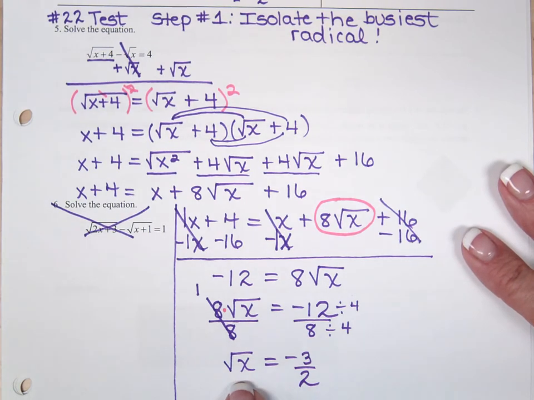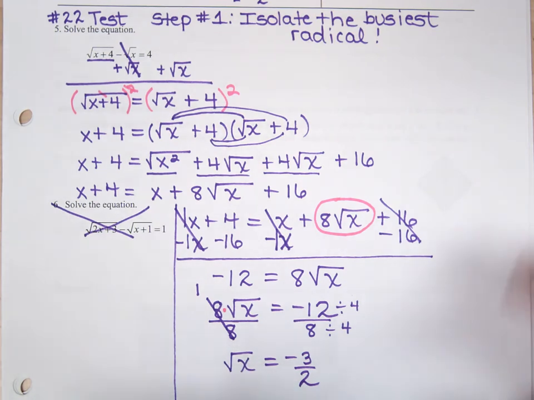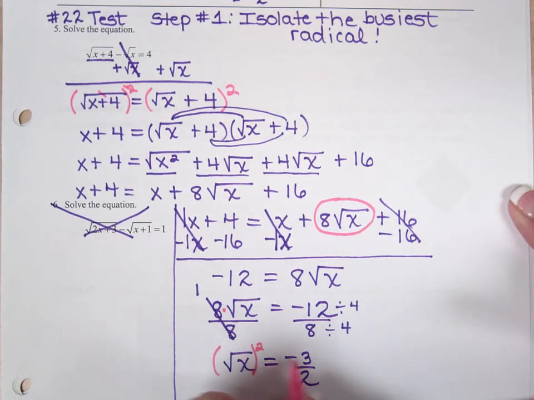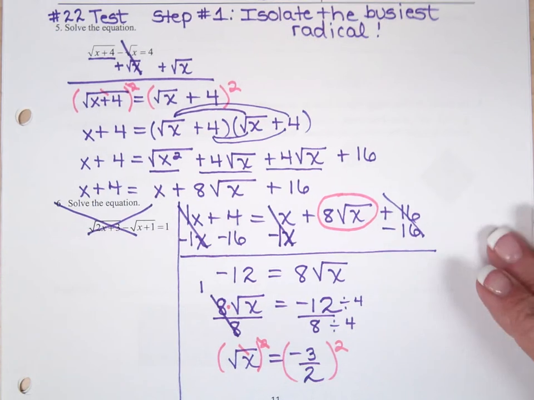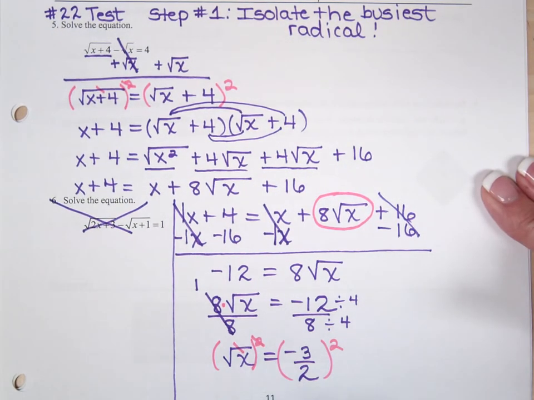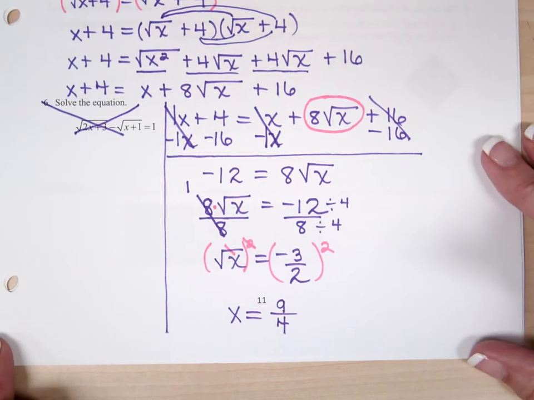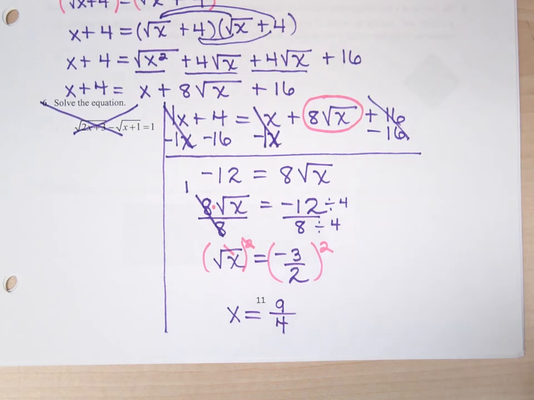So now I'm ready for step 2, which says undo the square root by raising both sides to the power of the index. So this is squared, this is squared. So as we said earlier, these undo each other. So now we get x equals negative times a negative is positive, 3 times 3 is 9, 2 times 2 is 4. So that is my potential solution. So am I done? No, I'm not, because it has an even index, and everything with an even index has to be checked. So I need to go ahead and check that.